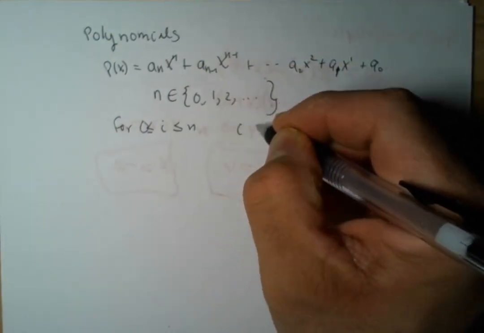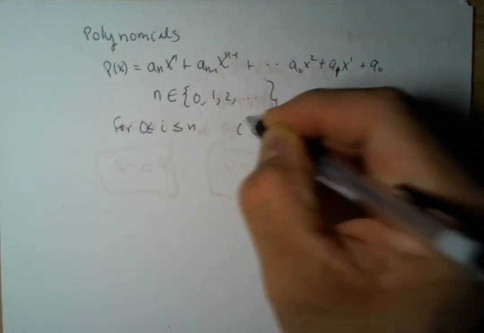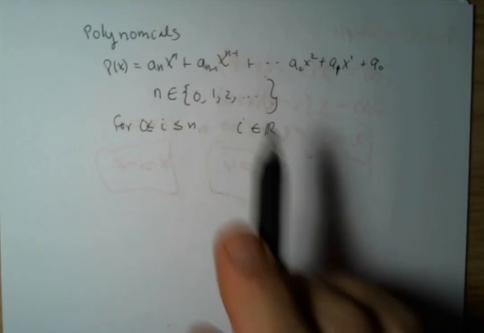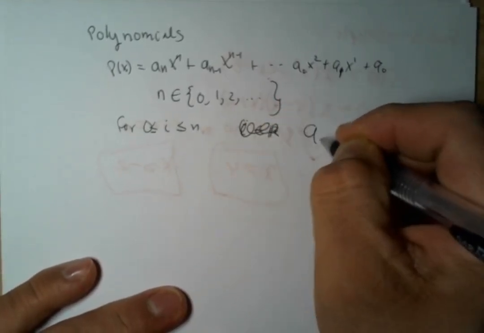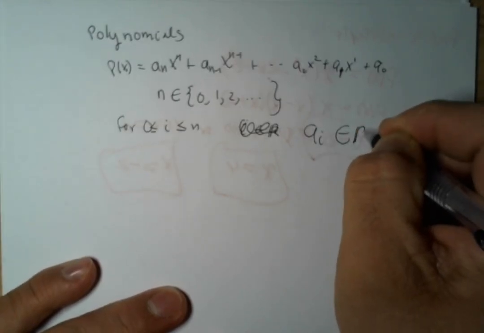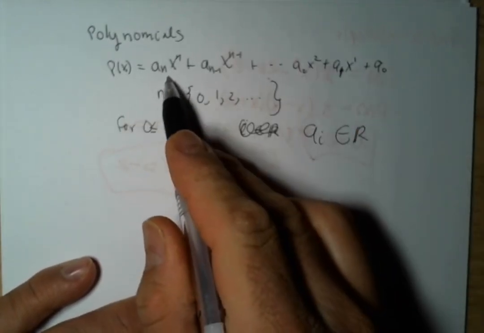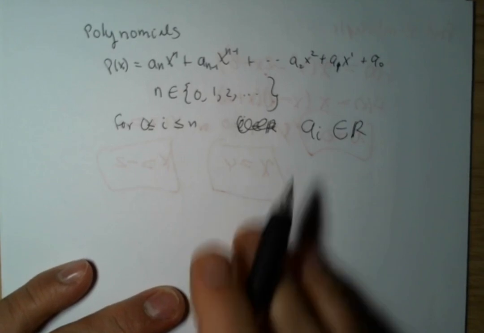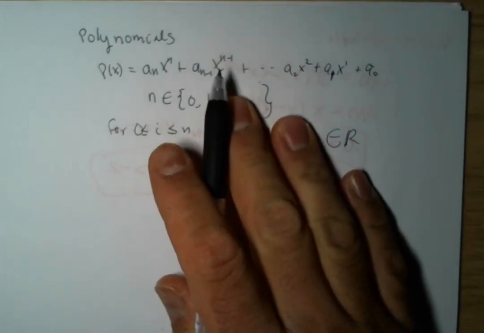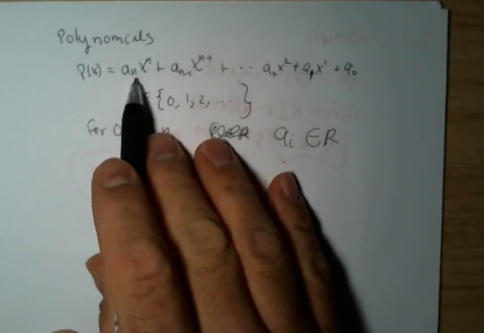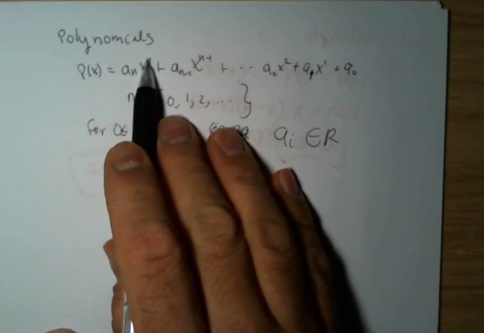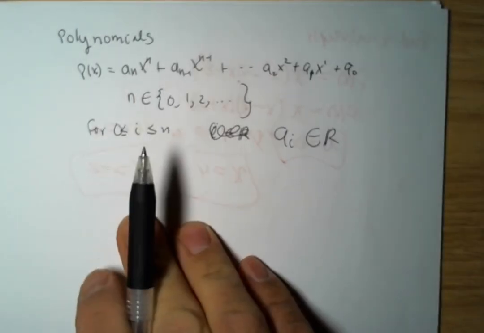For i less than or equal to n and greater than or equal to 0, a sub i can be any real number. That is, the coefficient could be any real number. But the exponents, we're strictly looking at ones that are whole numbers, where the highest exponent was called the degree.